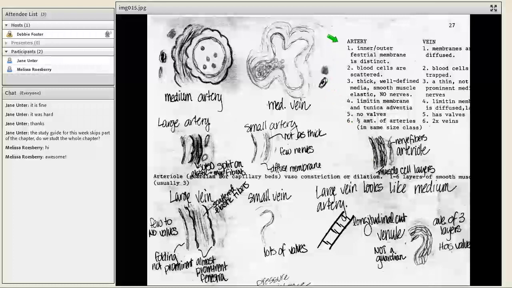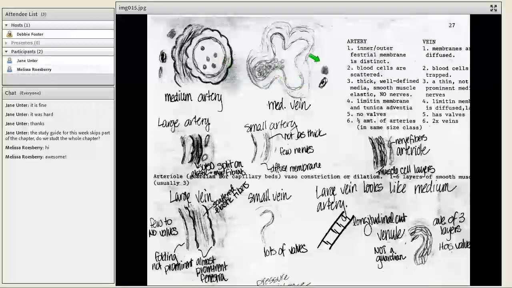So, welcome to, I don't even want to say the year. It was a long time ago, though. Arteries and veins have, as you can see, differences. One, we talked about this already, the membranes are distinct versus diffused. In an artery, like in my picture, the blood cells are scattered throughout, and that has to do with the fact that you have this nice circular or cylindrical tube, so to speak.